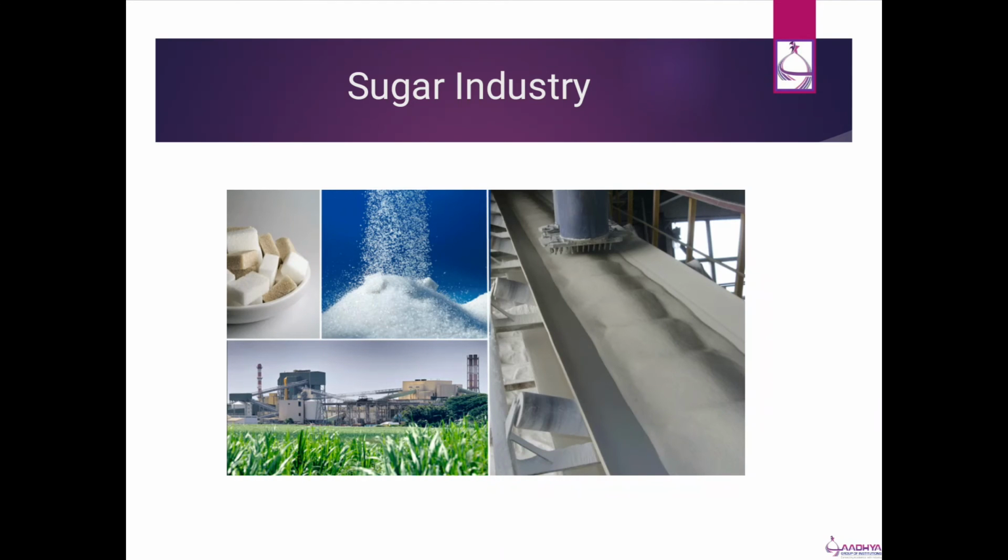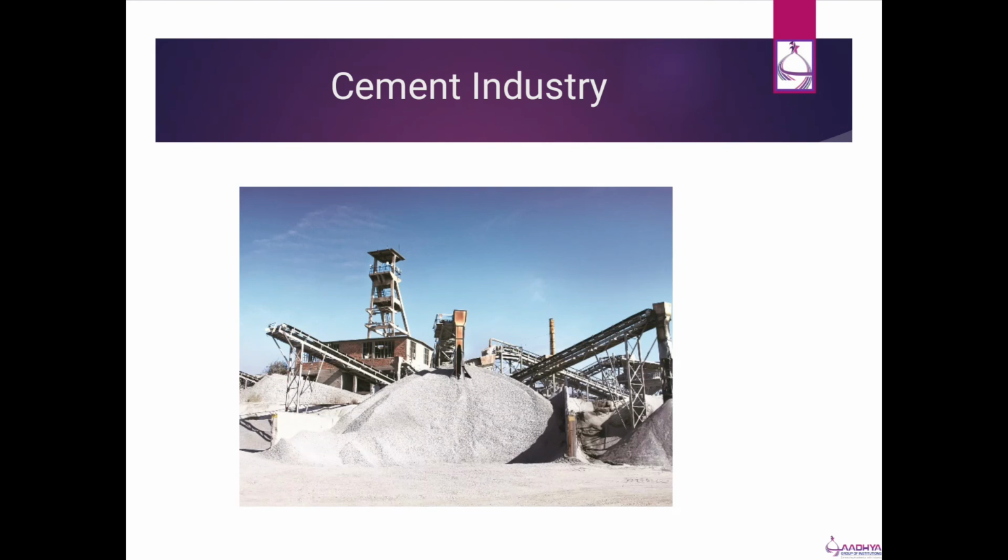Then next we have the sugar industry. When we are talking about sugar, how can we forget Maharashtra? The majority of sugarcane production is from Maharashtra only. Then next we have the cement industry. The cement industry comes under the intermediate goods industry as well.